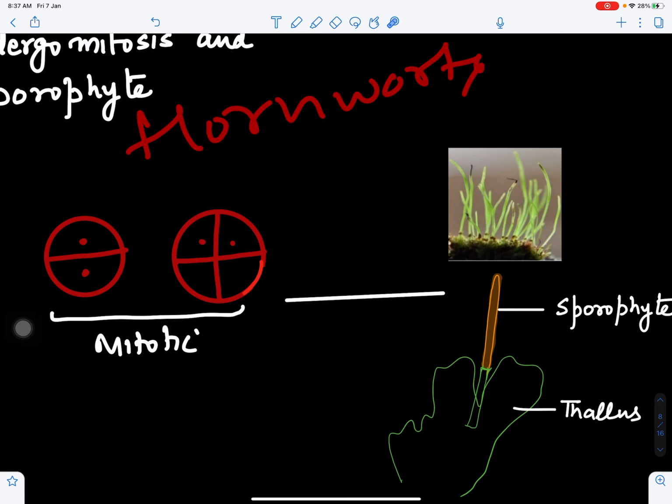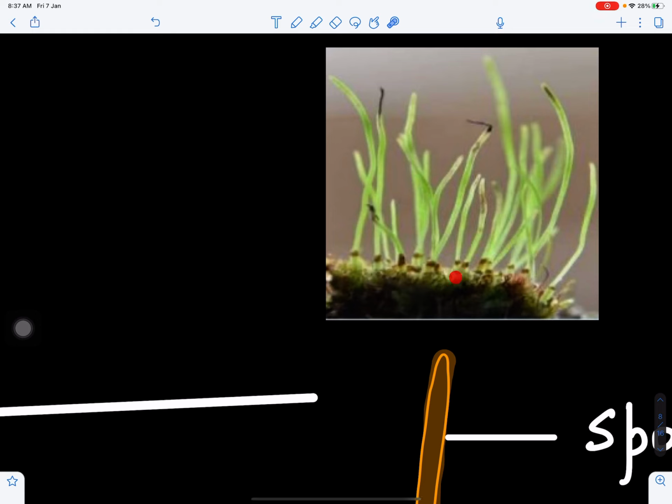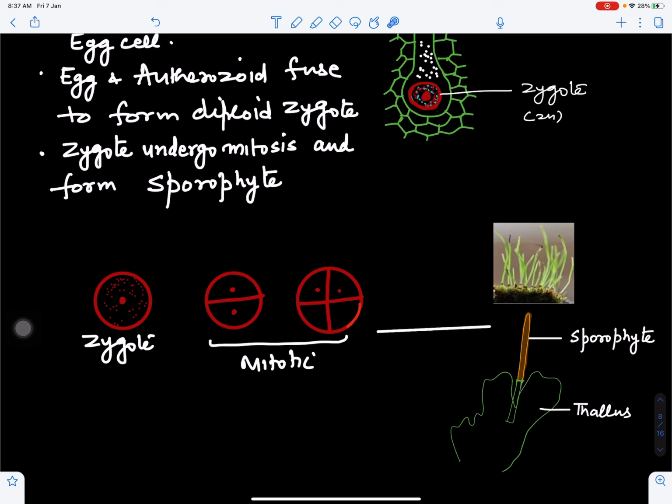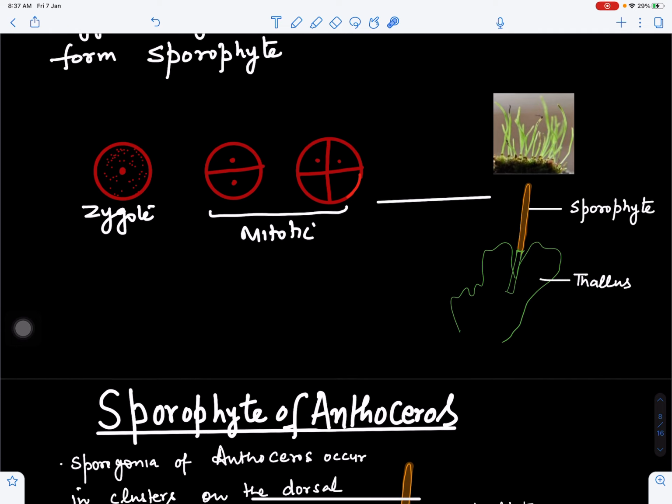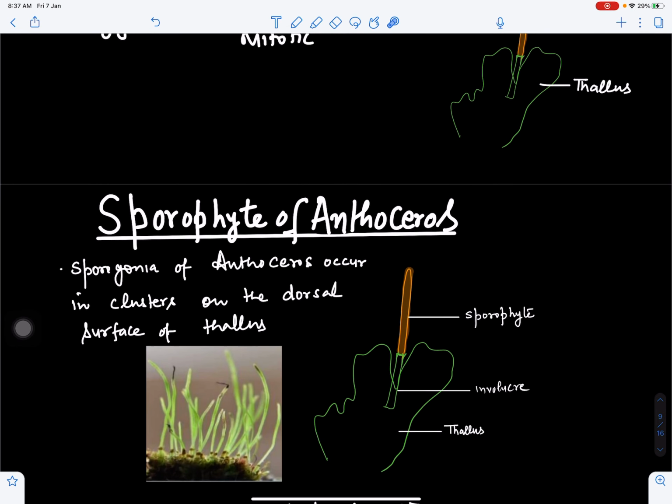So we can see in this figure also, these are sporogonia which are borne on many thalli of Anthoceros. They are horn-like in appearance. So this is how the zygote gets fertilized, how the zygote, which is diploid in nature, is produced after fertilization. Now this will undergo mitotic cell divisions to form the sporophyte. So in the next video, we'll discuss the structure of the sporophyte.